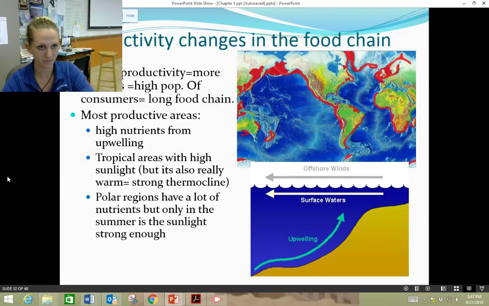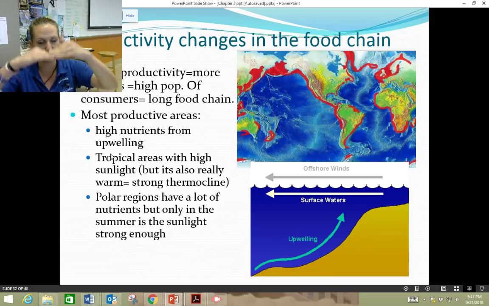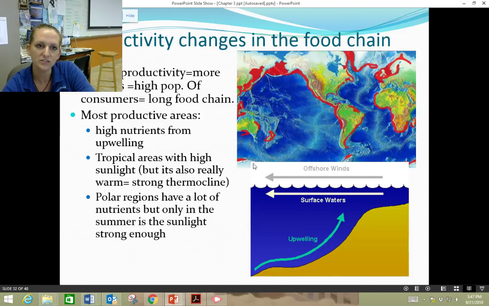Okay, so most productive areas: areas of high nutrients from upwelling; tropical areas because they have a lot of sunlight, but they don't have much nutrients because that stays down because of that huge density difference in temperatures; and polar regions, but they don't always have sunlight. Here we can see lots of primary productivity happening anywhere we have a coastline with runoff. Very good.